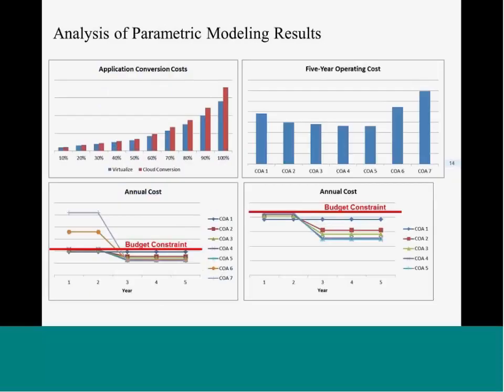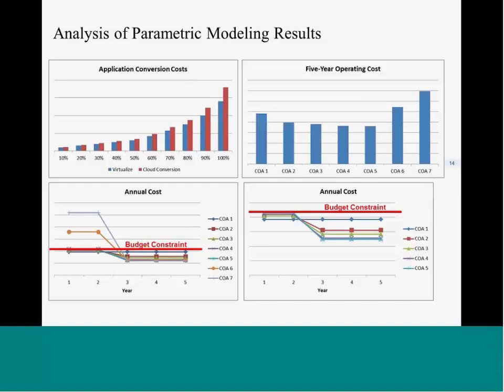Here we see the results of our analysis that have been derived, again, through parametric modeling. We see a breakout of conversion costs for both virtualized and cloud-hosted applications as a percentage of total applications in this upper left. In the upper right graph, we see the 5-year operating costs by course of action 1 through 7.